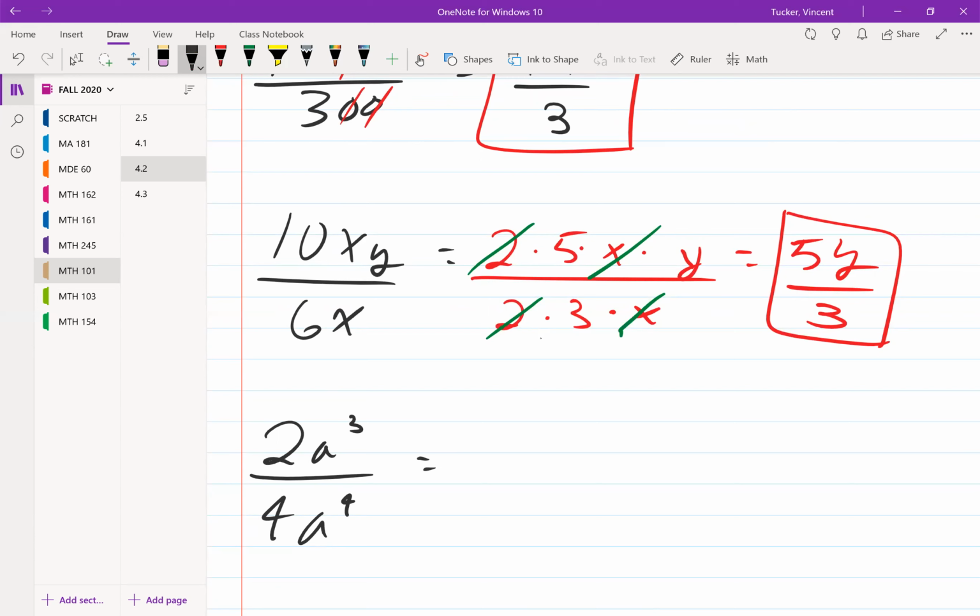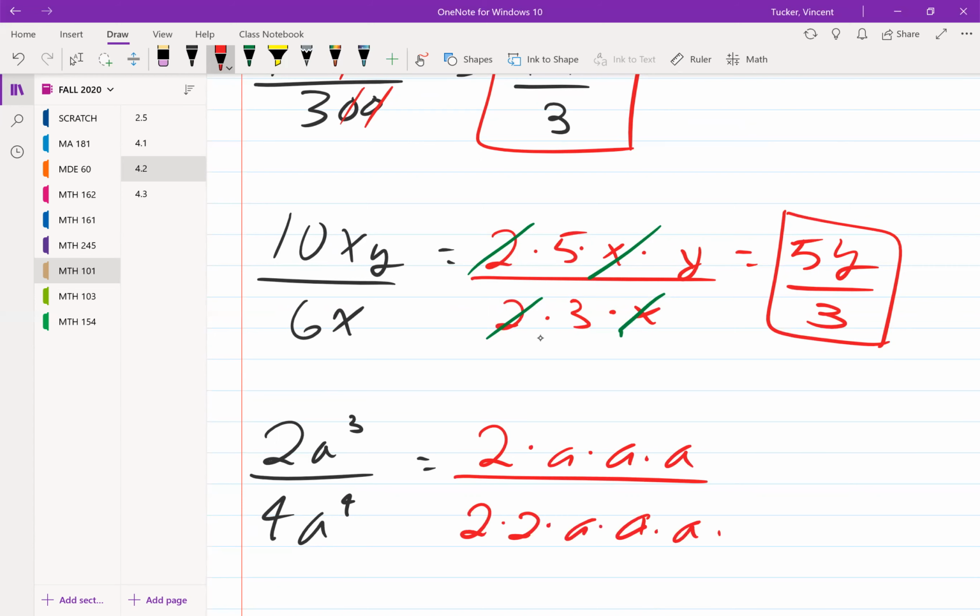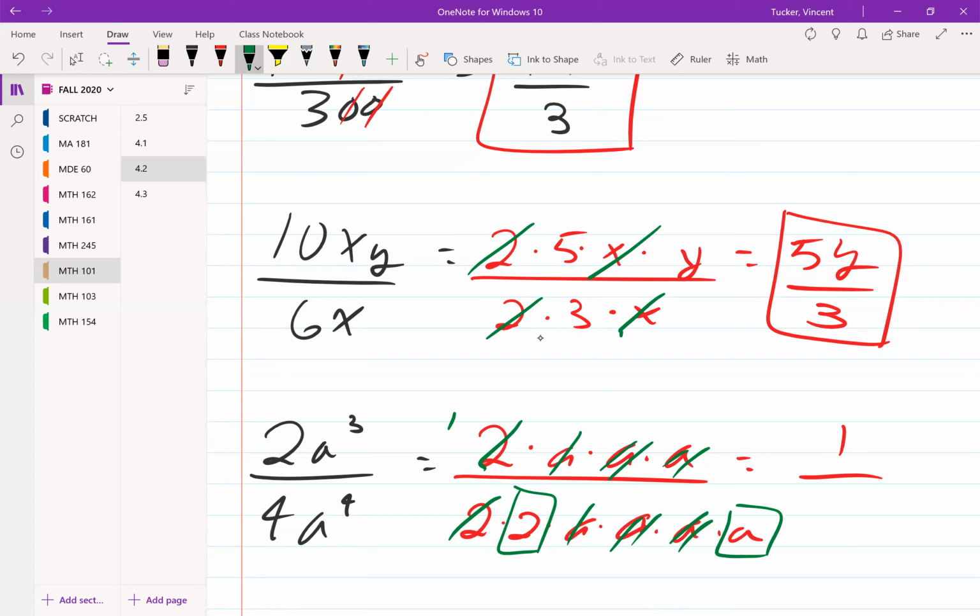So if we had to write all of this out, this would be 2 times a times a times a, 2 times 2 times a. So on top we have 3 a's, that's a cubed. On the bottom, we have 4 a's, a to the 4th, and we cancel out everything accordingly. We have 2's that cancel, then we have 3 a's that cancel. So on top, everything canceled, which would leave me with 1. And on bottom, I have 2 and a. So that's 1 over 2a.